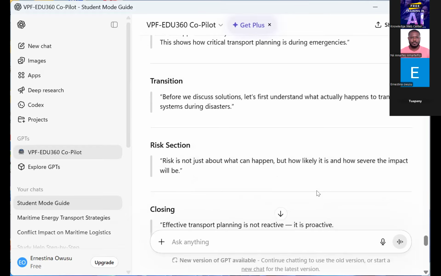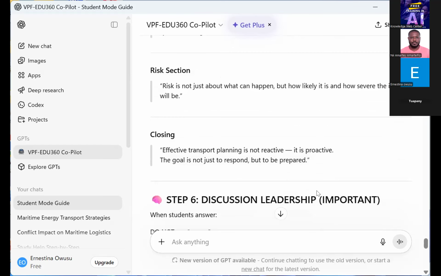Transition: Before we discuss solutions, let's first understand what actually happens to transport systems during disasters. Risk section: Risk is not just about what can happen, but how likely it is and how severe its impact will be. Closing: Effective transport planning is not reactive. It is proactive. The goal is not just to respond, but to be prepared.